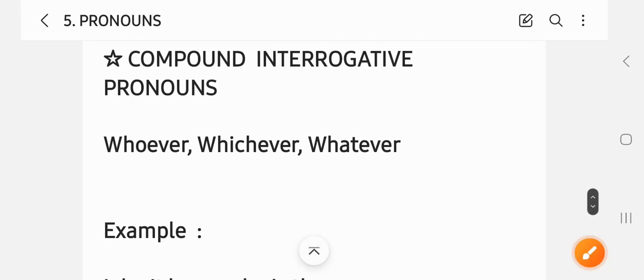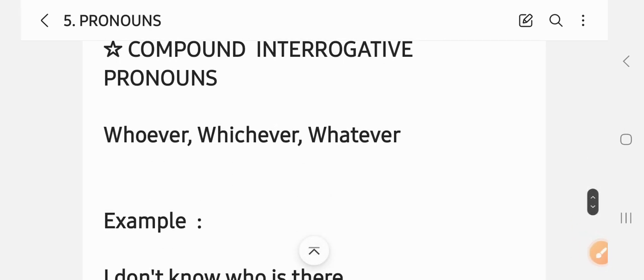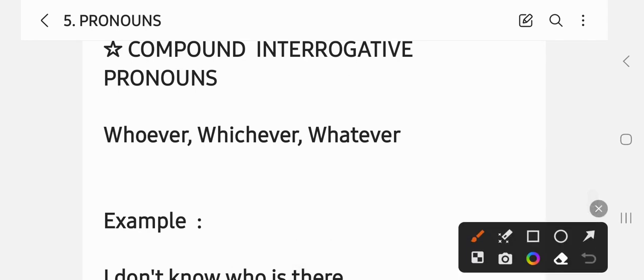Coming on to compound interrogative pronouns. Compound means two or more than two pronouns joined together. Two or more than two interrogative pronouns joined together give you compound interrogative pronouns. For example, whoever, which is joined by two interrogative pronouns, who and ever. Whichever, which and ever. Whatever, what and ever.